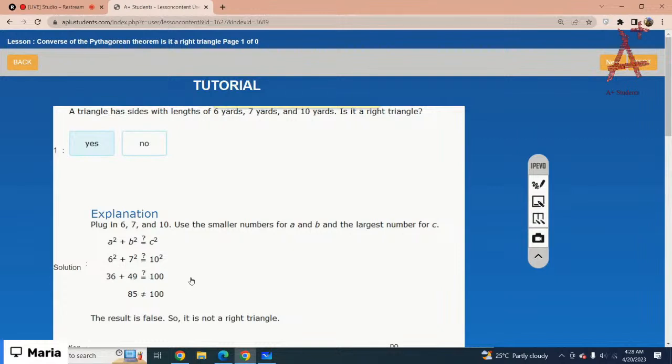Here you can see it would be 6 square plus 7 square equals 10 square. So they are 36 and 49, and that would be 85. And both sides are not equal. That means this is not a right angle triangle. Got it? Let's just start with the test questions.